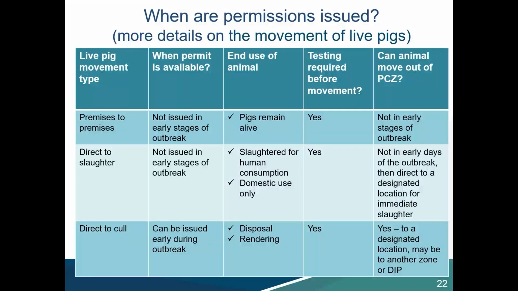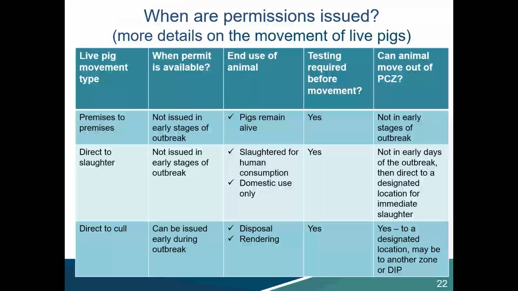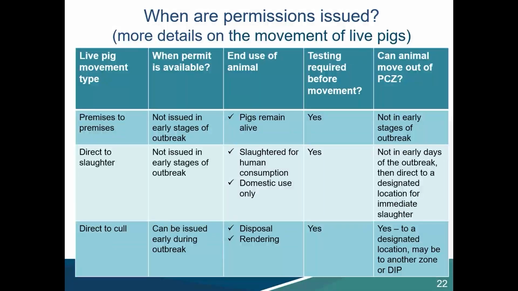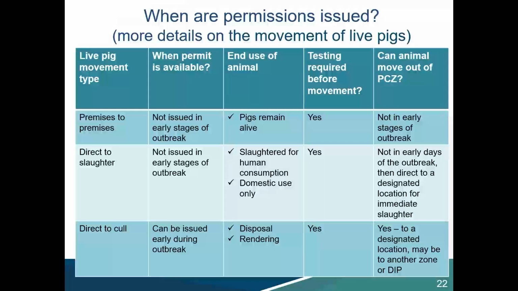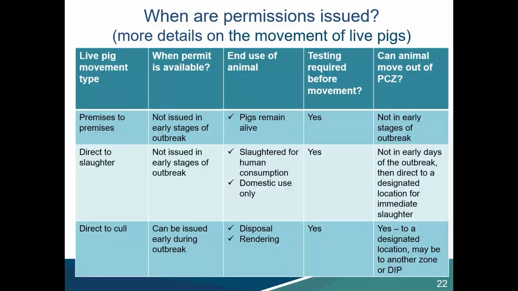If you look at the first two lines, you have the pigs that are moved from one place to another, but your second line is those that go directly to the slaughterhouse. In both cases, the second column indicates that the permit will not be issued in the early stages of the outbreak, as I said, a minimum of 15 days. And the last column, can the animal move out of the PCZ? Again, the first two lines will not be able to. And so it's just to visualize that there are no animals that go inside and transit.